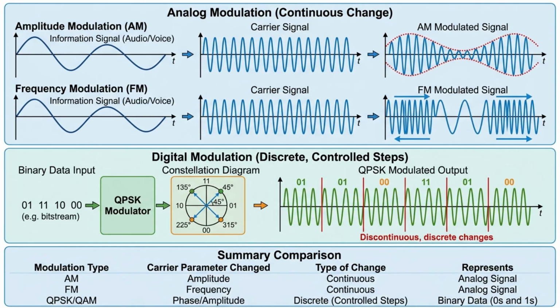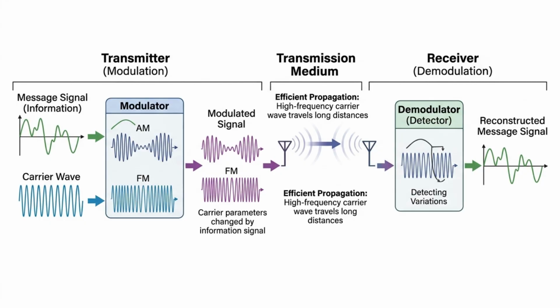Physically, consider an RF carrier generated by a transmitter. In AM, the carrier's amplitude follows the information signal. In FM, the carrier frequency changes continuously with the information. In digital systems like QPSK or QAM, the transmitter changes the carrier in carefully controlled discrete steps that represent binary data. Mathematically, modulation changes specific parameters of a sinusoidal waveform while keeping the underlying carrier frequency available for efficient propagation. The receiver later detects these variations and reconstructs the original information through demodulation.